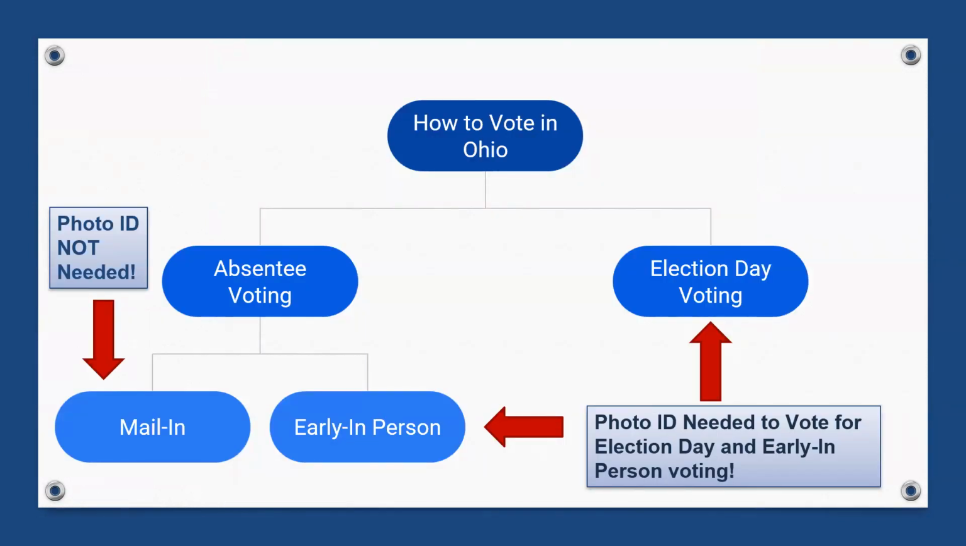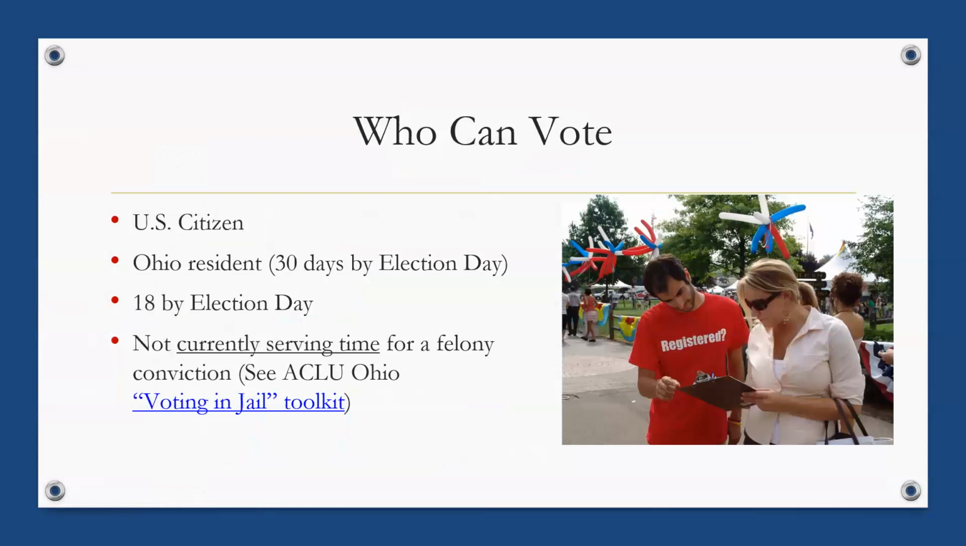And this chart just shows really quickly the 3 ways to vote in Ohio, and we'll get into that in a little bit. But for voting in person, which includes early in-person voting that you would do at your county board of elections, and for election day voting, you do need to have that photo ID. If you don't have a photo ID, you can vote via absentee mail-in ballot, and we'll talk more about that in a bit.